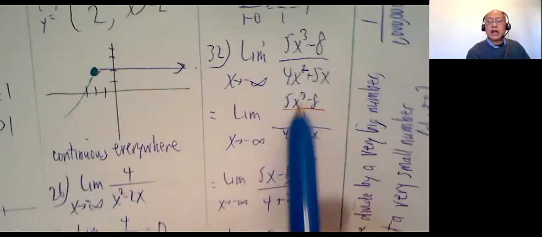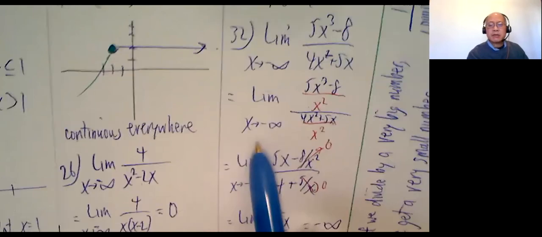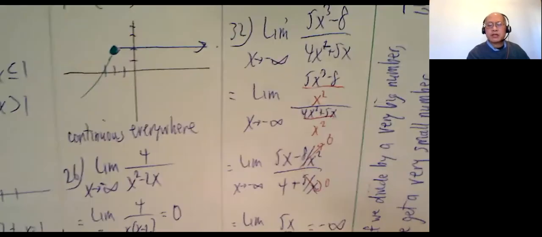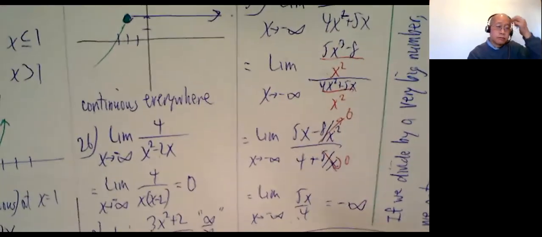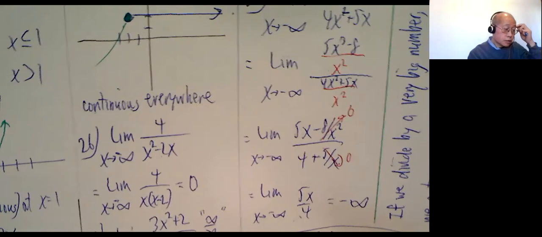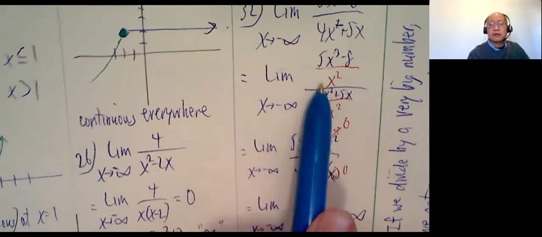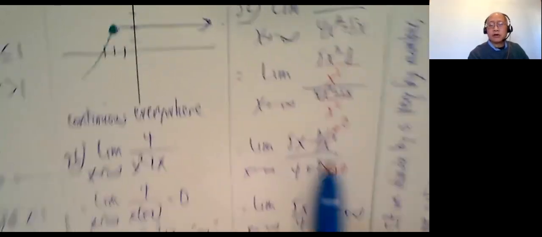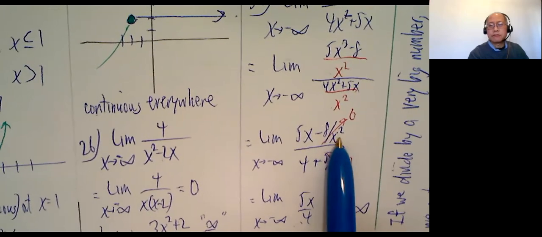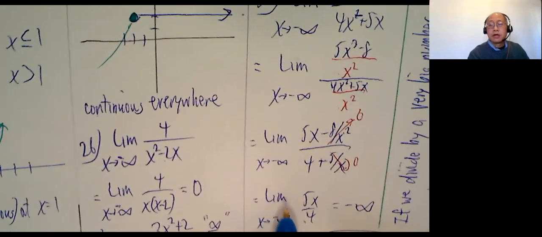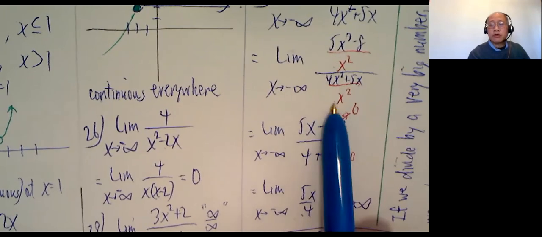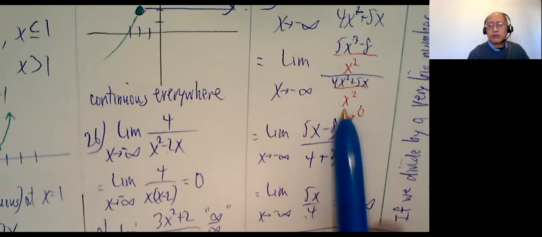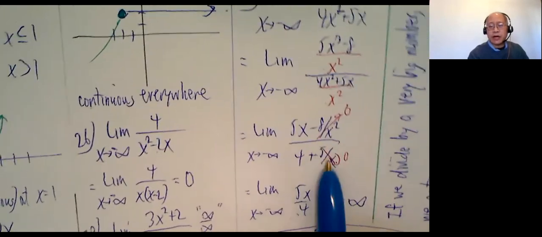Okay. All right, so divide top and bottom by x squared. Limit as x approaches negative infinity of (5x cubed minus 8) over x squared, divided by (4x squared plus 5x) over x squared. So divide. What's 5x cubed divided by x squared? 5x. Minus 8 over x squared is just negative 8 over x squared. And now 4x squared over x squared is 4. 5x divided by x squared, that x cancels that x, so I have 5 over x.